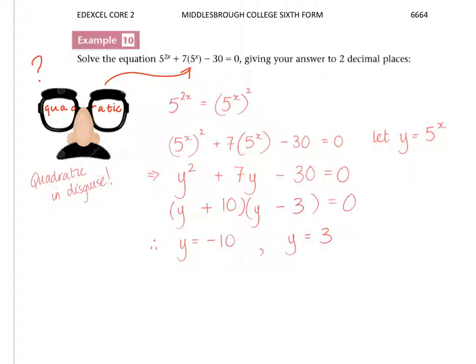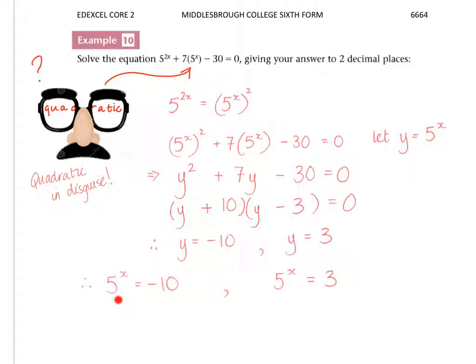Now we can't just stop there. It's like our simultaneous equations. We've found out what y is, but then y is also 5 to the x. So 5 to the x is equal to minus 10, and 5 to the x is also equal to 3.